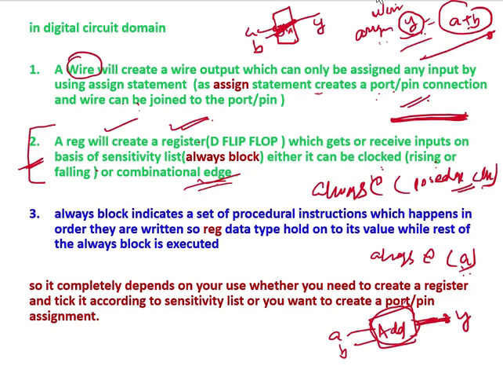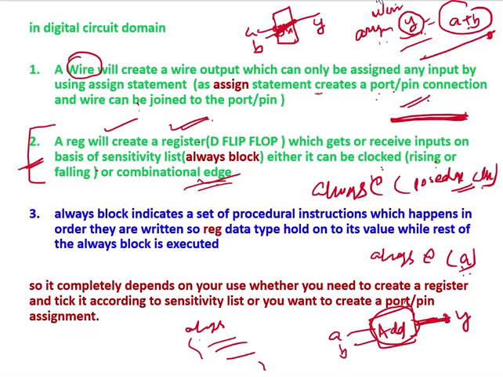Then this always block indicates a set of procedural instructions which happen in the order they are written. We know very well that whatever is written inside the always block, because it is a procedural block, is executed in the way it is written.